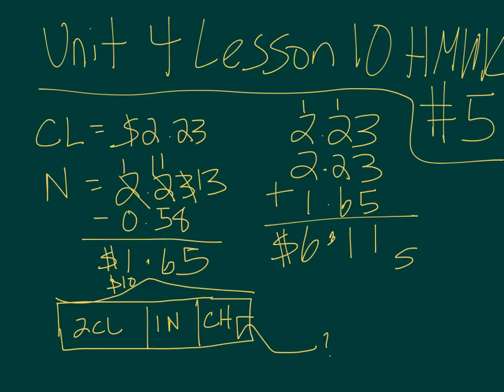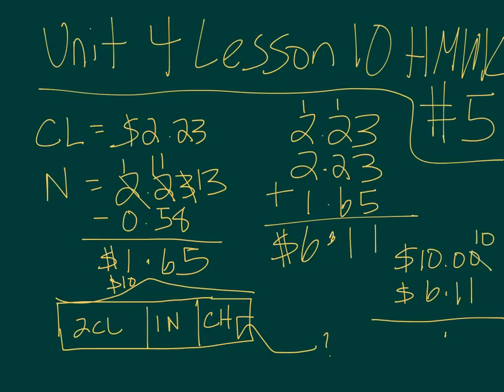And all we have to do when we make change is subtract, just like a cash register does for us. So we're going to subtract $6.11 from $10. We're going to make sure our numbers are lined up and have our decimal point in our answer.